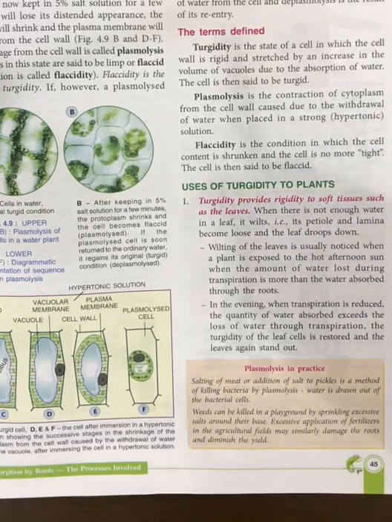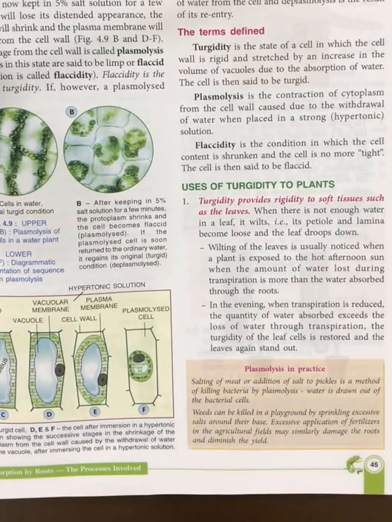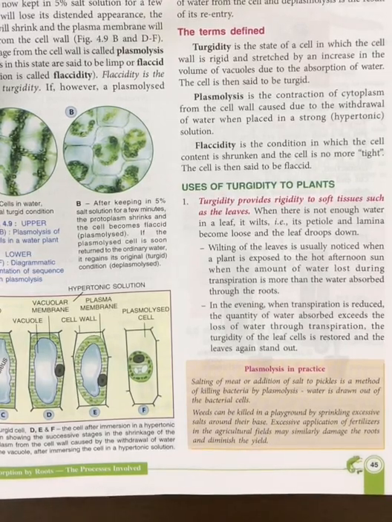Turgidity provides rigidity to the soft tissue such as leaves. When there is not enough water in the leaf, it wilts. The petiole and the lamina become loose and the leaf droops down. Wilting of leaves is usually noticed when the plant is exposed to the hot afternoon sun. At that time, the amount of water lost by transpiration is more than the water absorbed by the roots, and the leaf cells become flaccid and the leaves wilt.